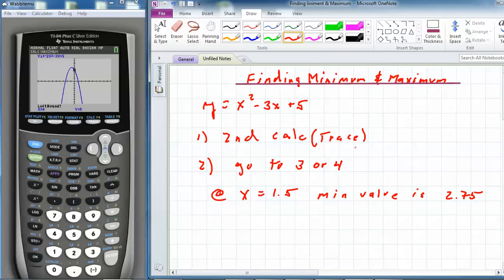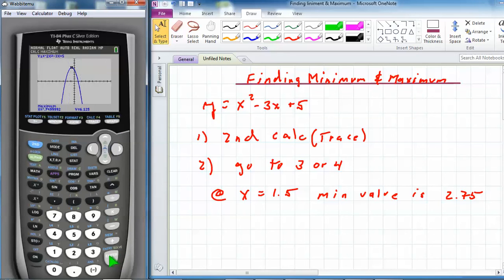And now the left bound, well, clearly the maximum value is here. The left bound is on this side. So I zoom to the left, hit enter. Now you can see that blue line. And now right bound, we go to the right. And it doesn't matter how far to the right. We hit enter. Enter again.